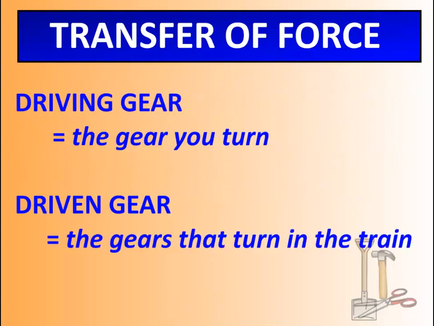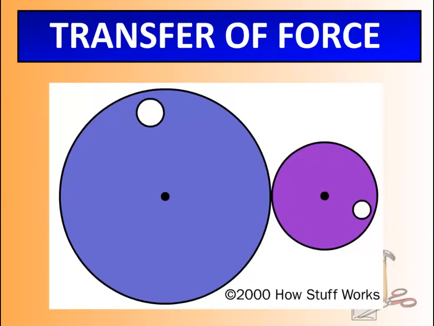Now, you have two types of gears. There's what's called a driving gear, and that's the one that you are turning. Think of, you know, you're driving the wheel of a car, you turn that one. And then there's the driven gear, the one that is being turned. Driven, being turned. Driving, the one that you turn. So here we go.